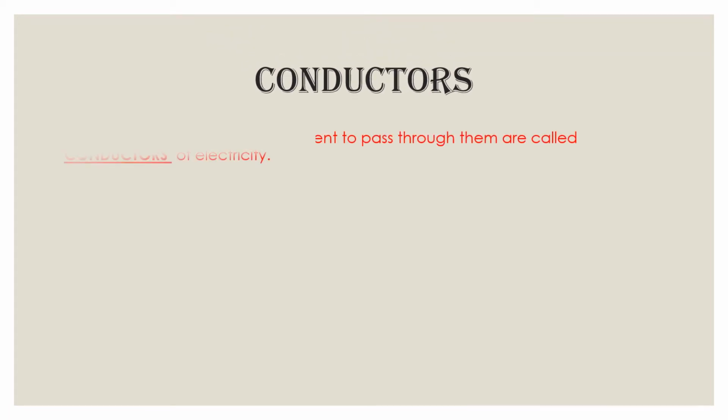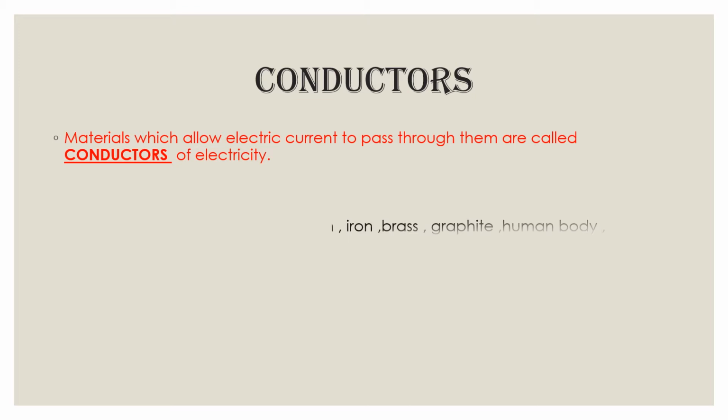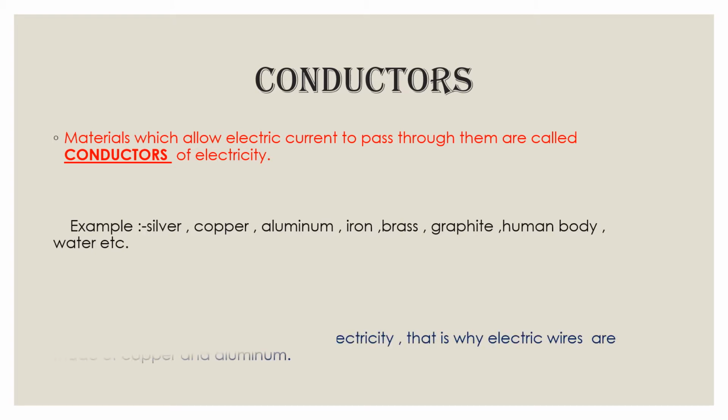Conductors. We're going to talk about conductors first. Materials which allow electric current to pass through them are called conductors of electricity. Now, example, silver, copper, aluminium, iron, brass, graphite, human body, water, etc. Uses. Conductors are used to carry electricity. That is why electric wires are made of copper and aluminium.